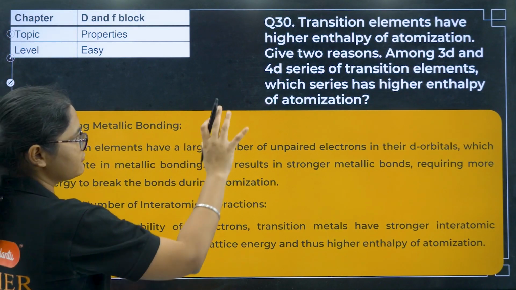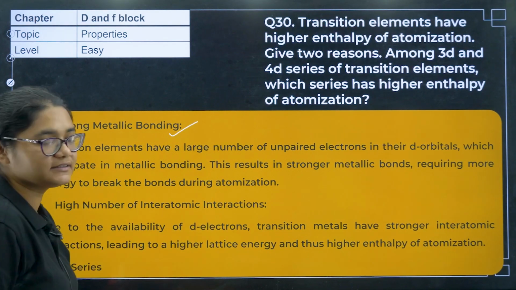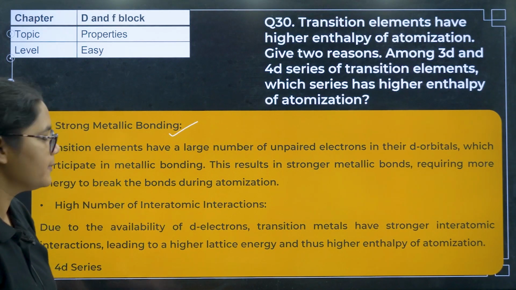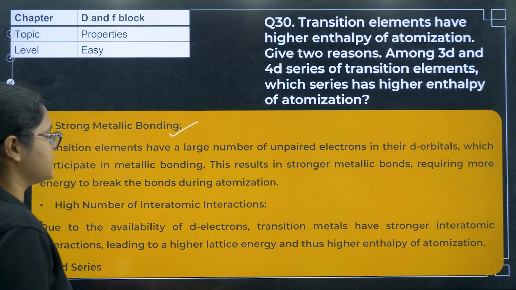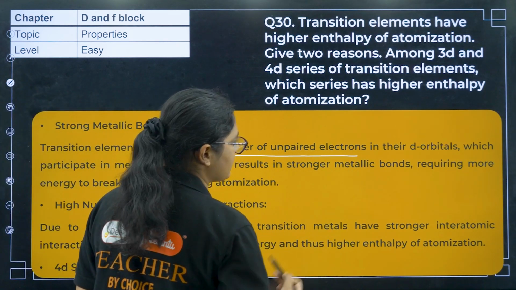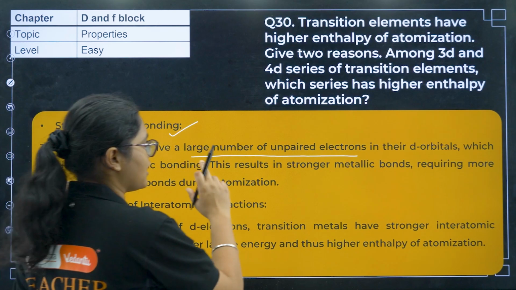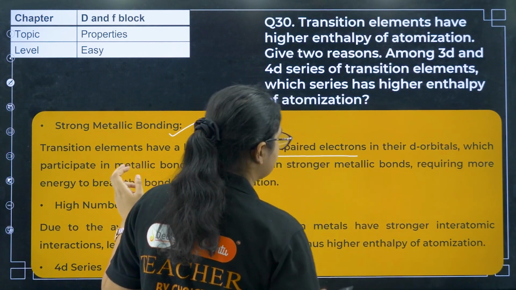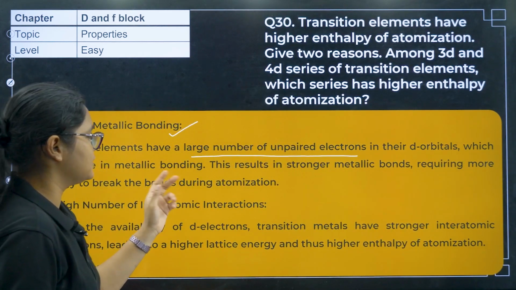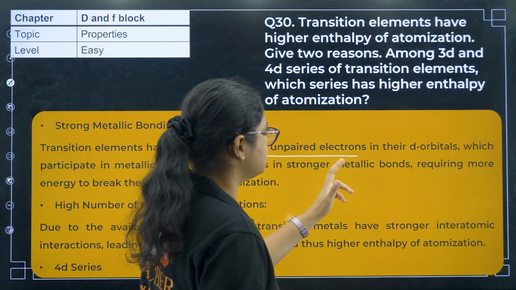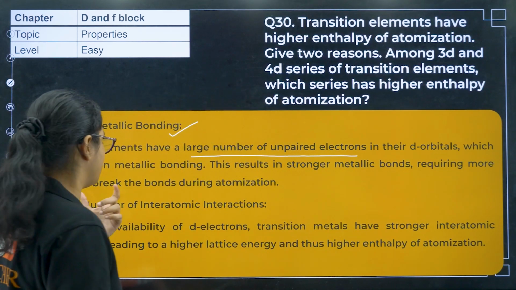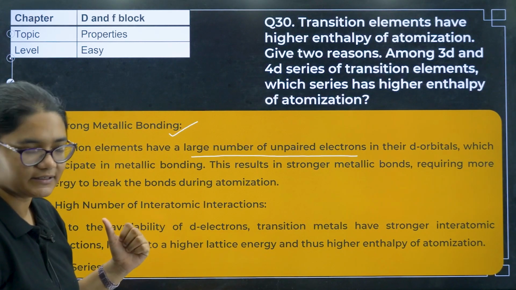The first reason for high enthalpy of atomization is strong metallic bonding. Why is this strong metallic bonding there? This is due to the large number of unpaired electrons. So simply you have to write that the transition elements have a large number of unpaired electrons in their d orbitals which participate in the metallic bonding. This results in stronger metallic bonds, which require more energy to break the bonds during atomization.